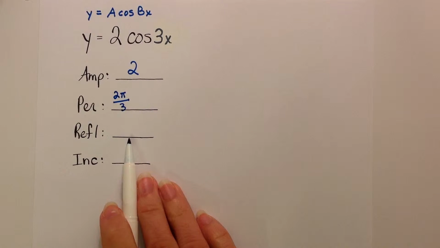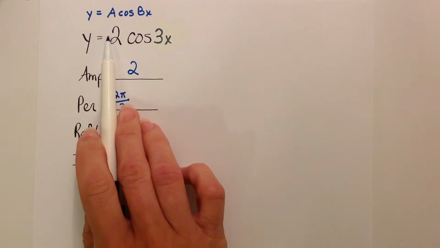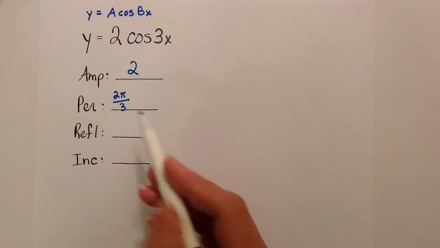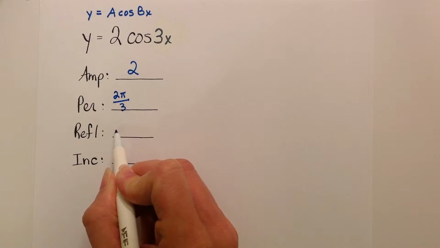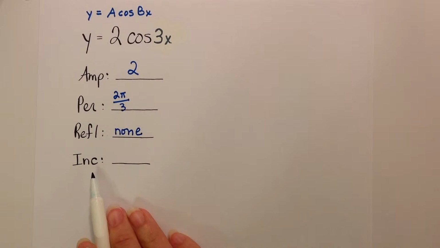Okay, reflection just requires that there be a negative sign directly in front of your amplitude, which I do not have here. So this does not have the x-axis reflection. So just say none.